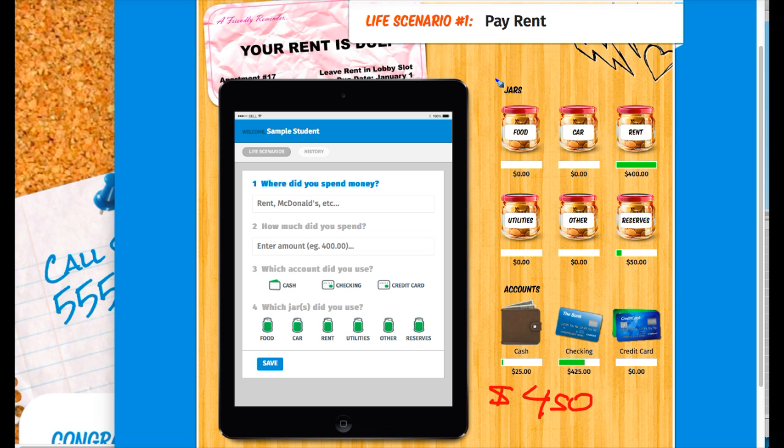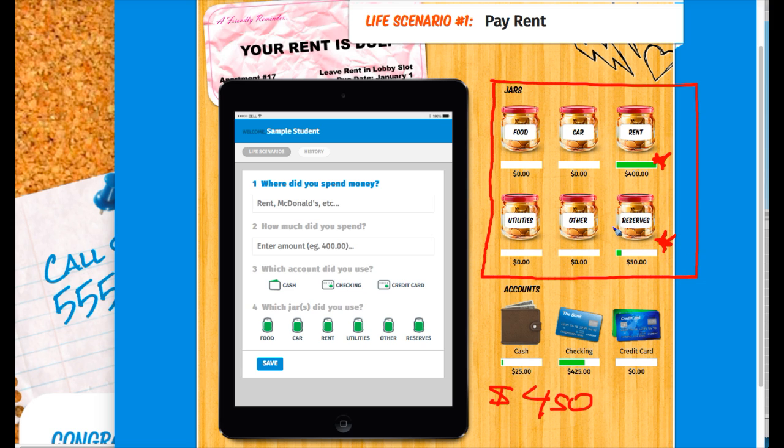Now, if we look at the jars, the jars are a way for me to take my money and decide where it's going to go. What am I going to spend my money on? It's like a budget. For the $450 that I have between cash and checking, I need $400 of it to go to rent, and $50 is for reserves.